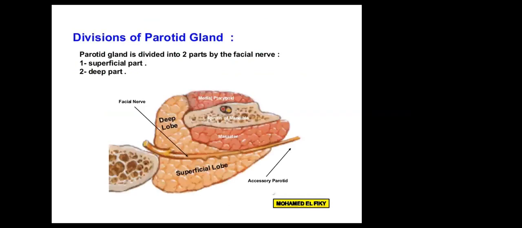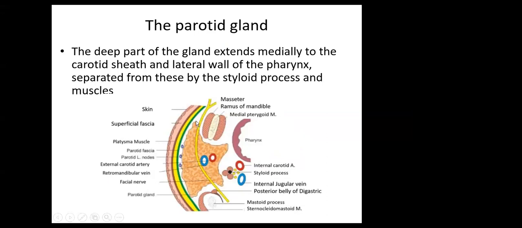The gland has a small deep part and a larger superficial part. Both of them are continuous around the ramus of the mandible via the isthmus. Now, as we see here, the parotid gland is divided into two parts by the facial nerve. The deep part of the parotid gland extends medially to the carotid sheath and lateral wall of the pharynx, separated from them by the styloid process and muscles.